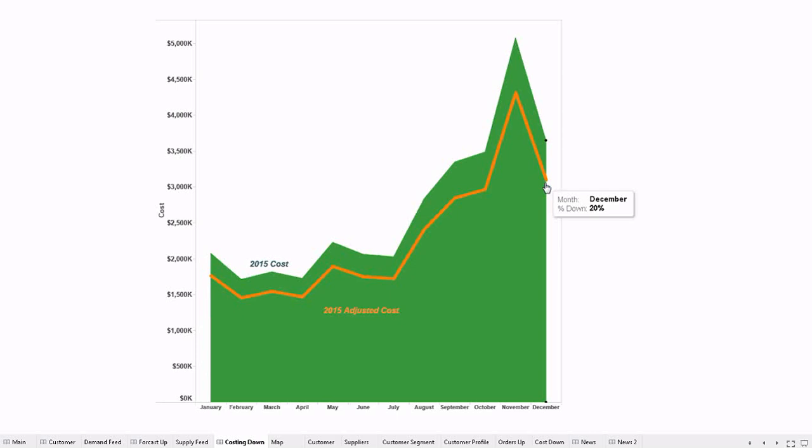So with that, what you now have is a better demand projection and a better cost projection using your big data platform, sitting on the cloud, and viewing these visualizations through Tableau.